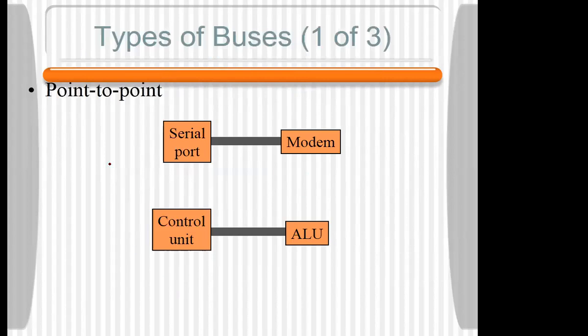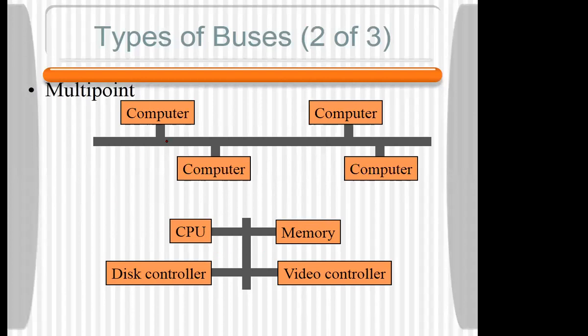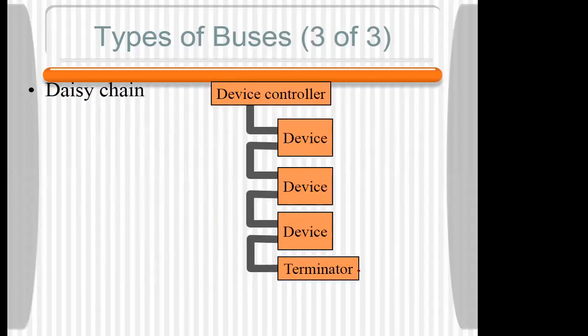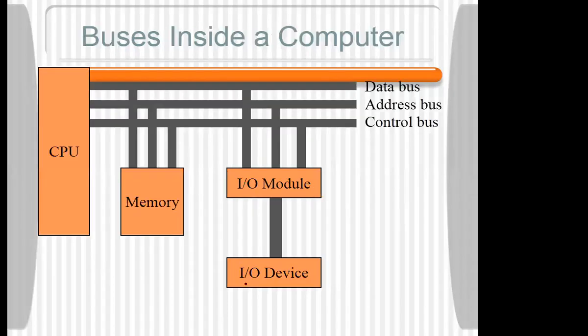So the types of buses that we can get, if it's point to point, like a serial port to a modem, that's a point-to-point bus, or from control unit to a logic unit, that's a point-to-point bus. Then there's a multi-point bus, which can connect different computers, right? Or it can connect from the CPU to memory, disk controller to video controller. That's a multi-point bus. Then there's also what is called a daisy chain bus, in which the bus goes into one device, and that device will also pass the information to the other device until we reach a terminal point. That is called a daisy chain bus.